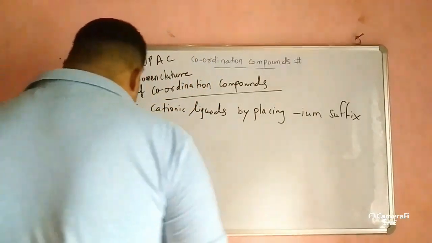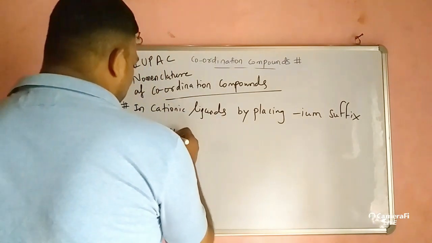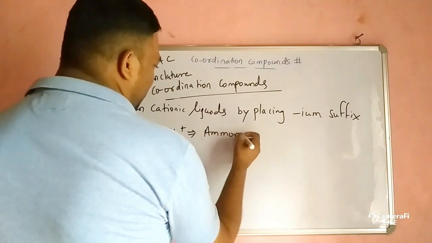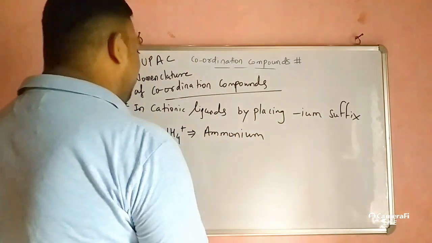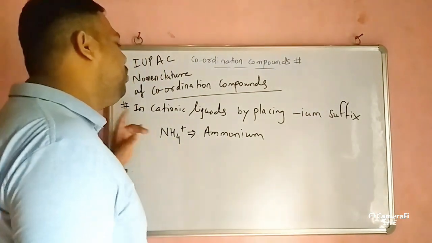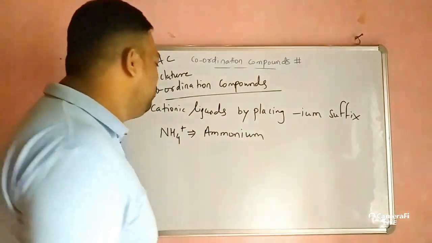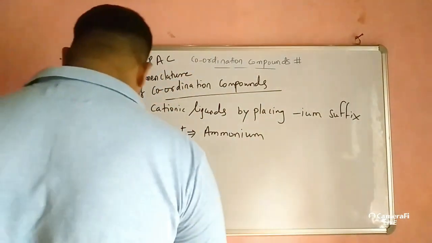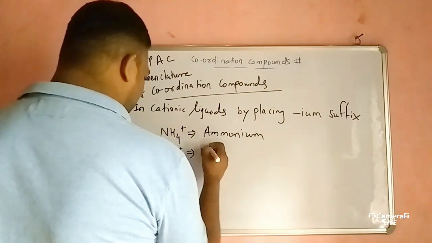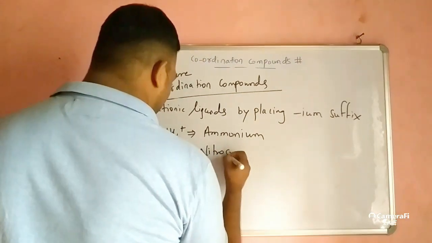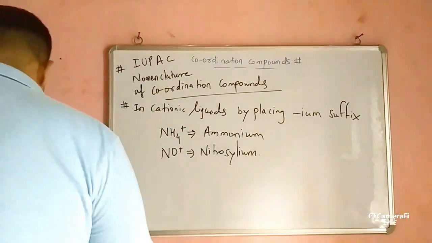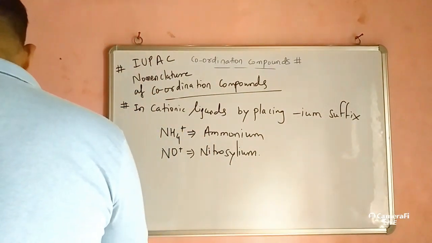So with IUM, as you know, we call this ammonium, basically a derivative of ammonia and water. So by placing IUM, it becomes ammonium. Okay. And this, NO+, is nitrosilium. Nitrosilium. Okay.